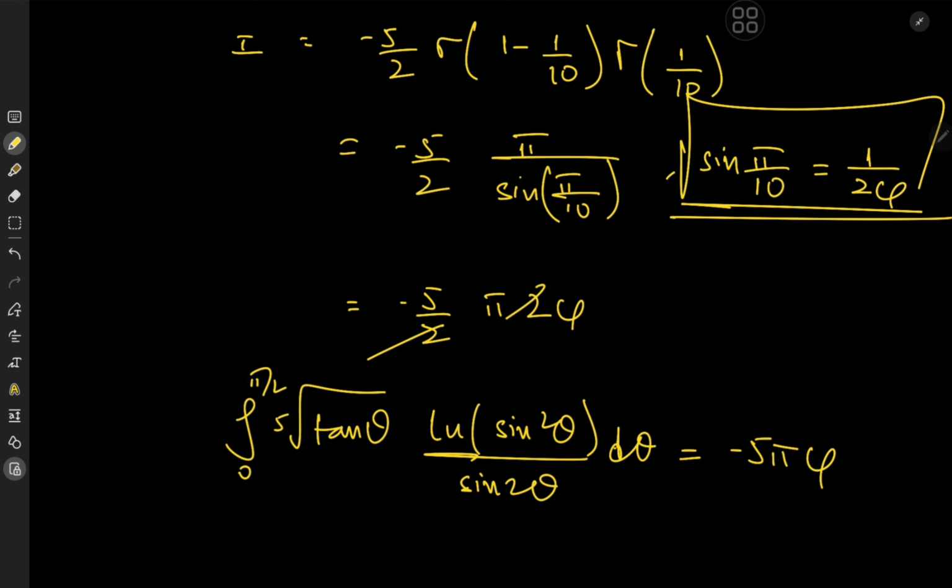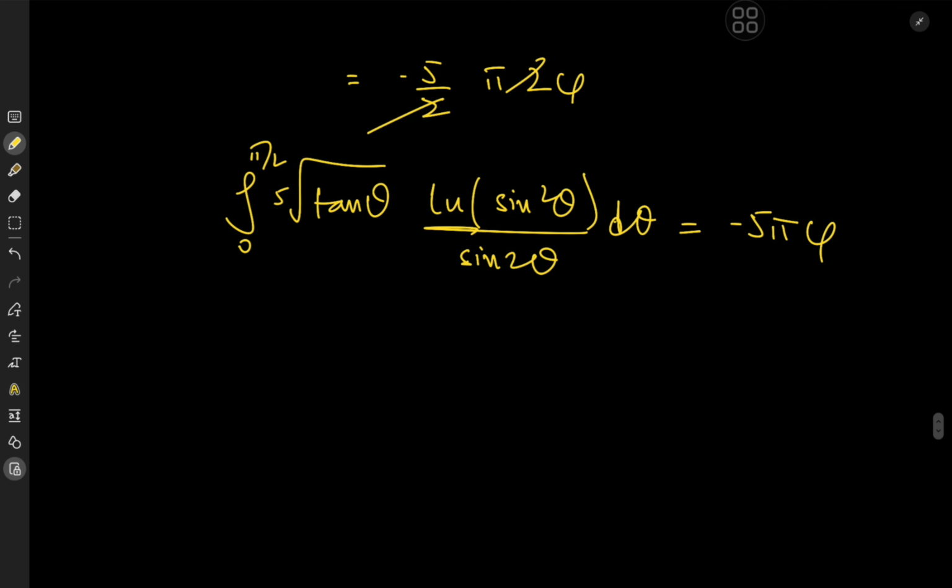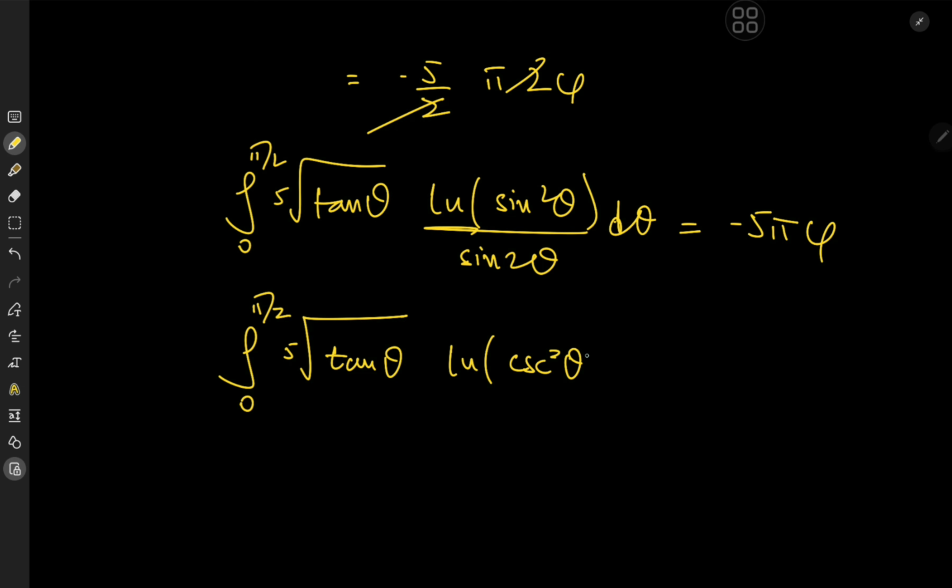And you can get another result from this very integral, again thanks to log properties, because we know that the reciprocal of sine square would be cosecant square. So you can write this result here. That is integral 0 to pi over 2 5th root tangent theta log cosecant square theta over sine 2 theta d theta equals positive 5 pi phi.